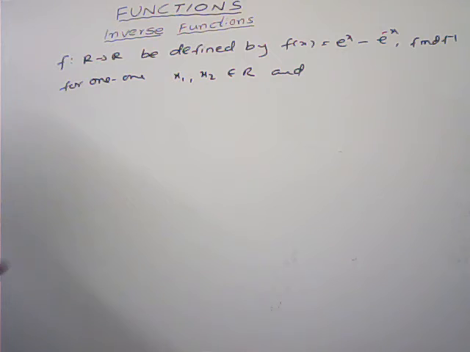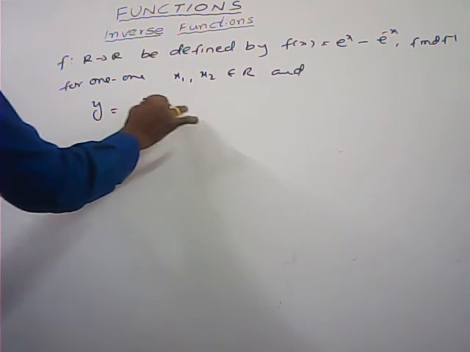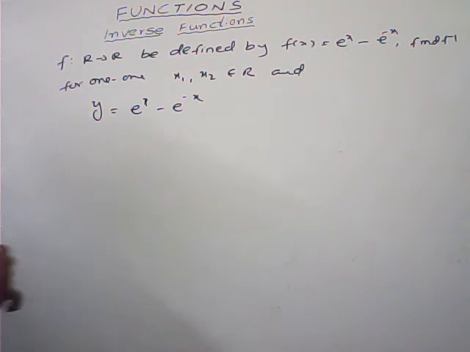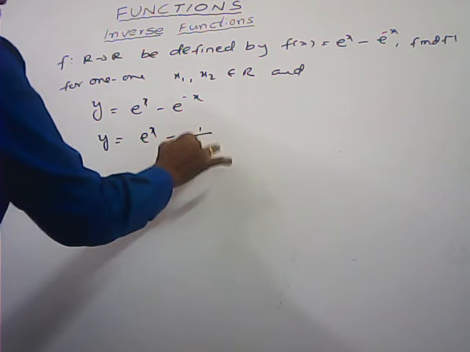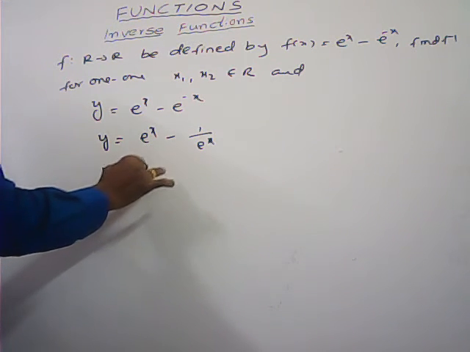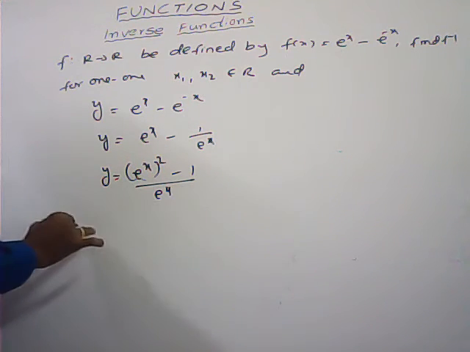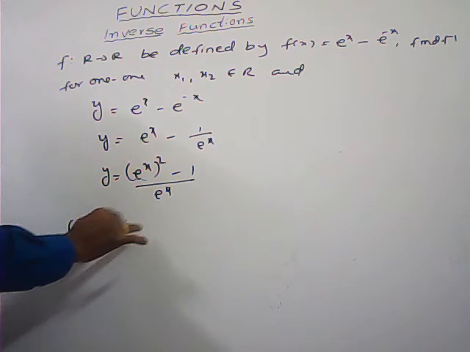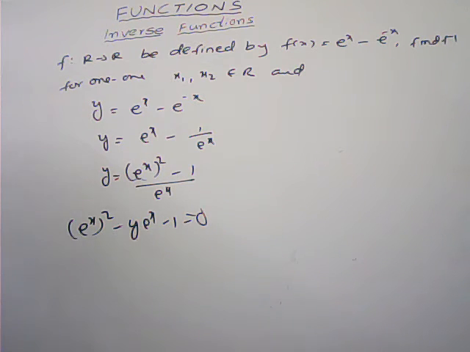So here we can take, let the given function be y is equal to e^x minus e^(-x). And here we can make x the subject. y is equal to e^x minus 1 by e^x. y is equal to (e^x) whole square minus 1 by e^x. So here what we are getting: (e^x) whole square minus y into e^x minus 1 equals 0. Here we are getting the quadratic equation in terms of y, e^x.